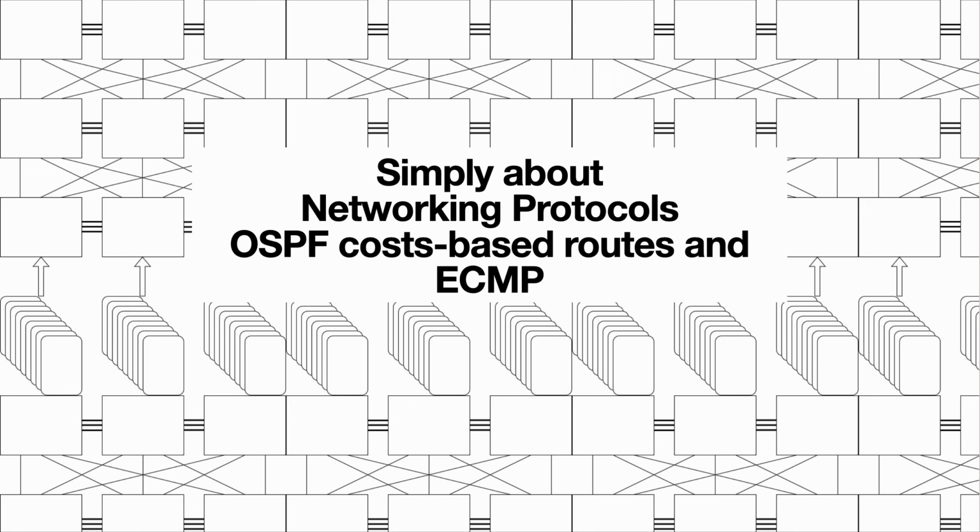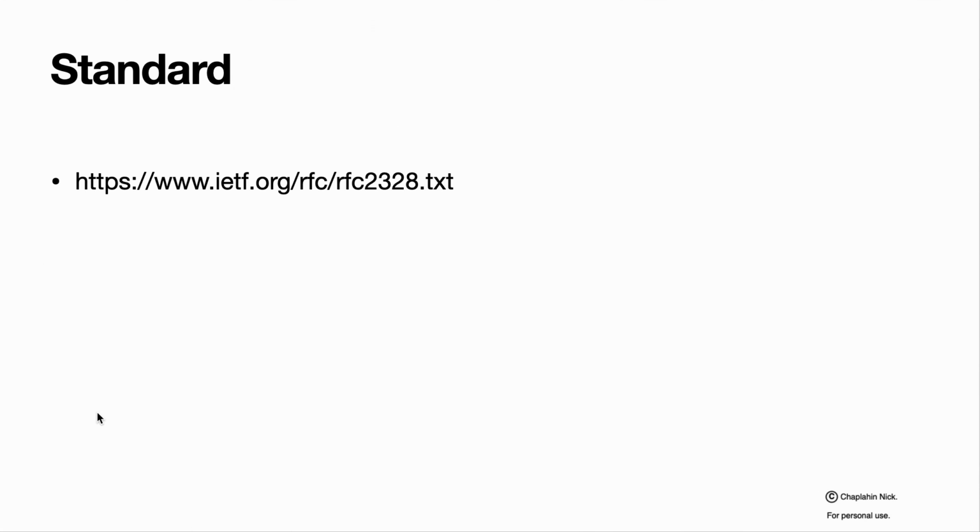Hello, this is Simply About Networking Protocols, and today I'll tell you about OSPF topologies, cost of the routes, cost-based route selection, and where ECMP appears and how it is used in this environment. The specification that describes this behavior is RFC 2328.